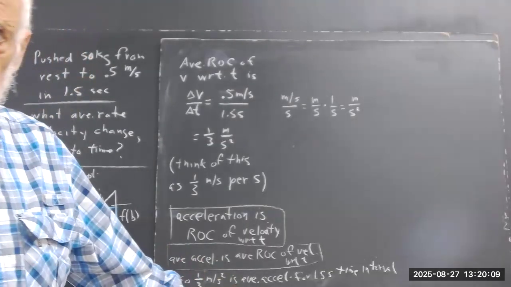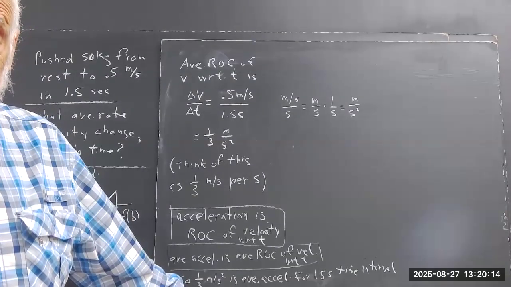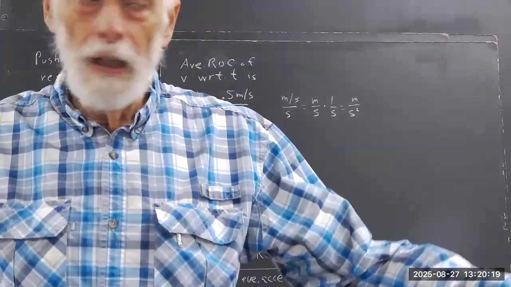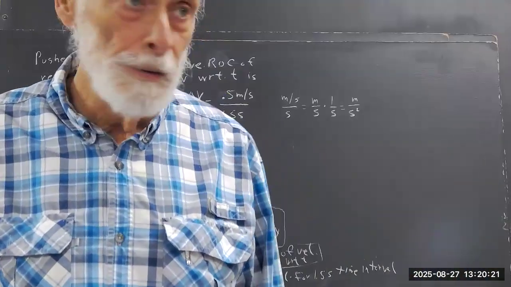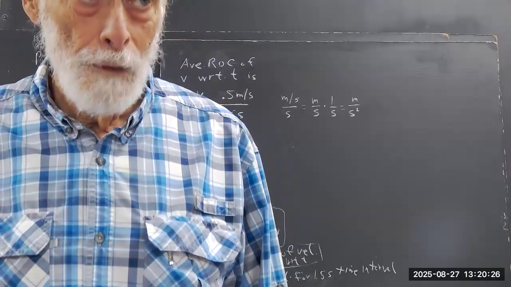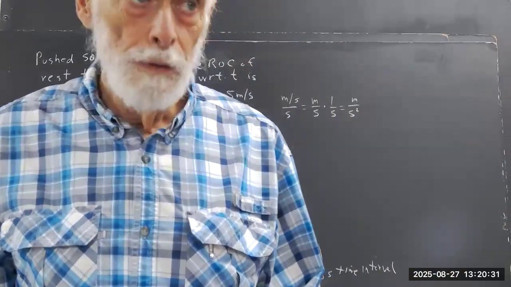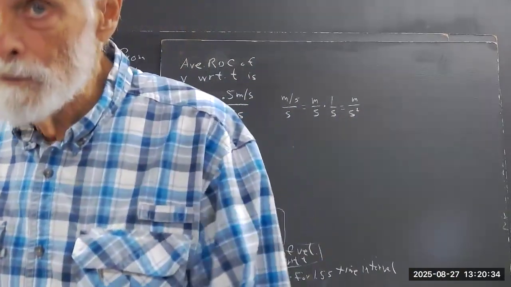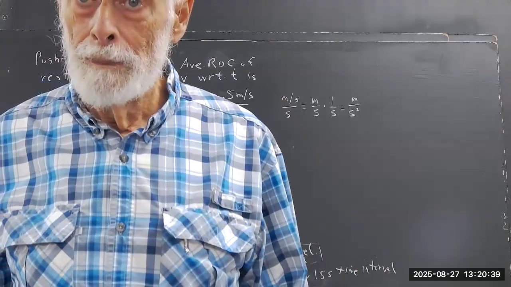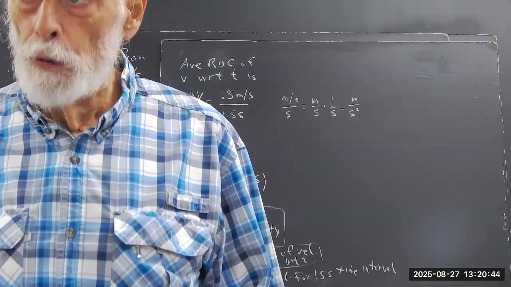So all that makes sense? At least halfway. We pushed the thing. It went from 0 to 0.5 meter per second in 1.5 seconds. That was about 1/3 of a meter per second per second. Okay. So that was the average rate of change of velocity for that 1.5 seconds, which means that was the average acceleration. Now, I'll guarantee you the acceleration was not uniform.